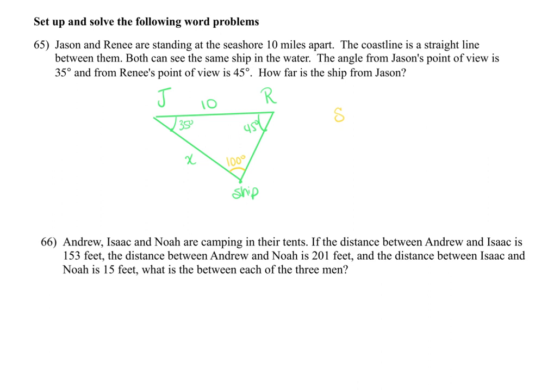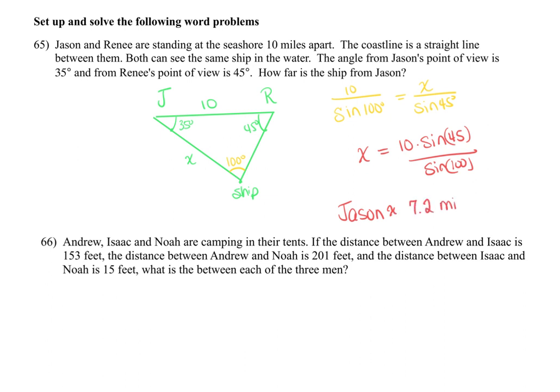So I can do, actually, we're going to do it the other way. We're going to say 10 over the sine of 100 equals x, which is how far away the ship is from Jason, over the sine of 45 degrees. And then I just calculate it. So x is going to equal 10 times the sine of 45 divided by the sine of 100. And so I will get that Jason is approximately 7.2 miles away from the ship.